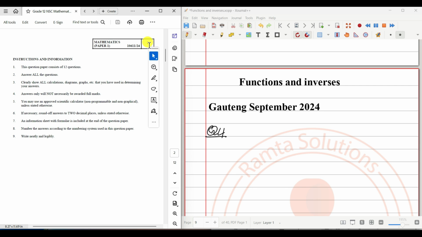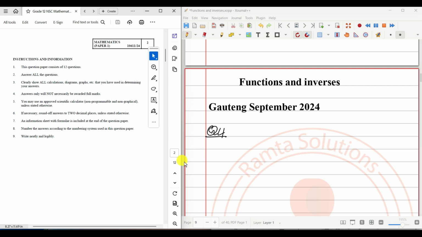If you happen to forget your formulas, instruction number 7 is for you. An information sheet with formulae is included at the end of the question paper. And one instruction that I know a lot of us struggle with is instruction number 9 that says, write neatly and legibly. Please let us improve our handwriting. That's very key. So, without any waste of time, let's get into it.